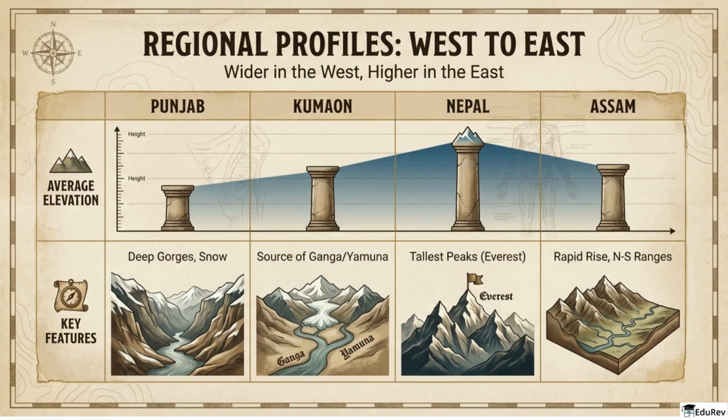Now compare them. The Himalayas are wider in the west and higher in the east. Punjab, deep gorges and snow. Kumaon, source of Ganga and Yamuna. Nepal, tallest peaks including Everest. Assam, rapid rise and north-south oriented ranges. Mains angle. If asked to compare western and eastern Himalayas, this slide gives structure.